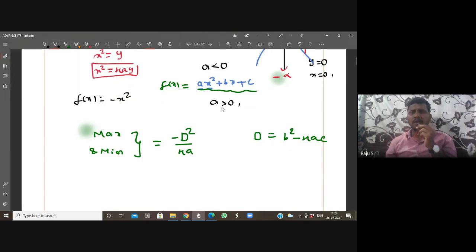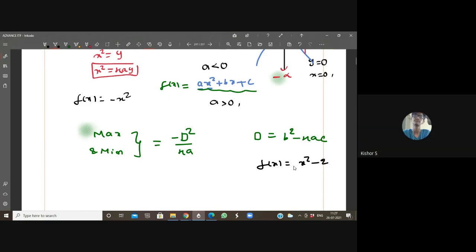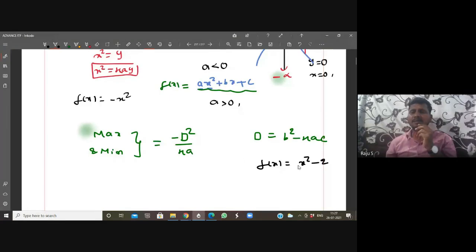Simple. It depends on the function. If I give the function like this, x square minus 2, then in this case, will we get a maximum value or a minimum value? Minimum, because just observe the x square coefficient, whether it is positive or negative. Here it is clearly positive, so we'll get a minimum value.